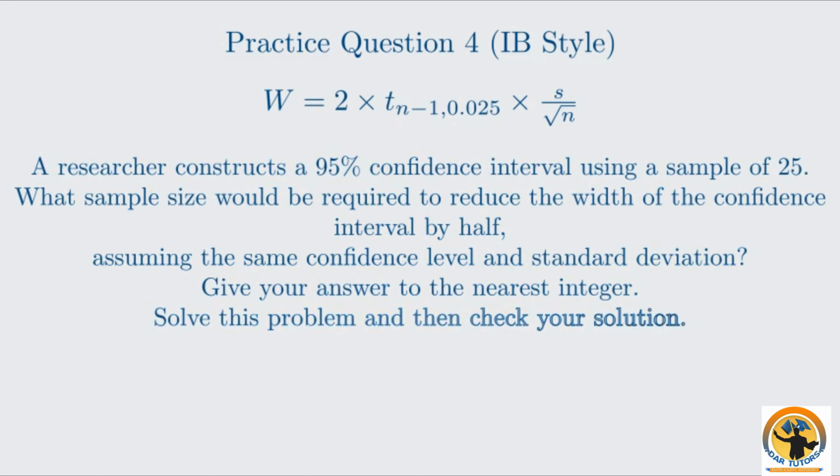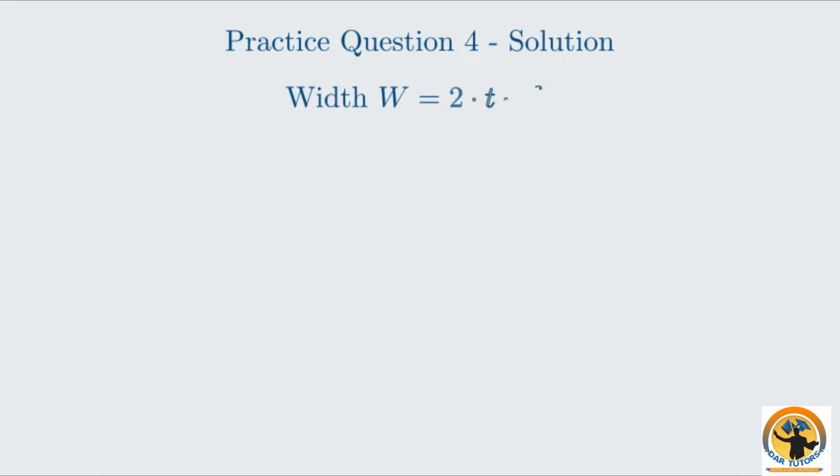Solve this problem and then check your solution. Here's the solution for practice question 4, which deals with the width of a confidence interval. The formula for the width W is W equals 2 times T times S over root N. We are asked to find a new sample size, N prime, such that the new width, W prime, is half of the original width W.